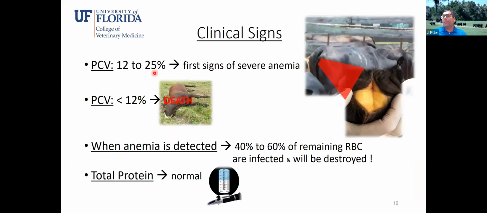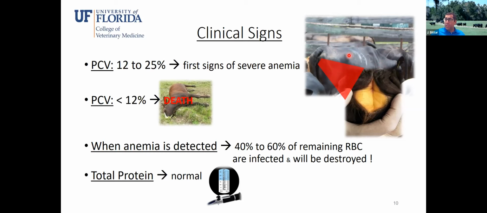So just a little more detail on the clinical signs. The PCV is the packed cell volume, the volume of red blood cells that we usually measure. Whenever it's 12 to 25%, that's when you're going to see the first signs of severe anemia. And if this percentage decreases to 12% or less, then the animal will die. That's very important.